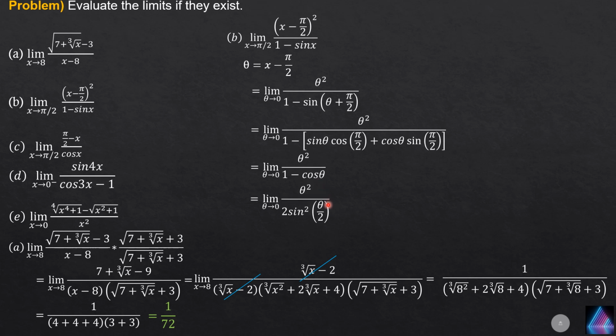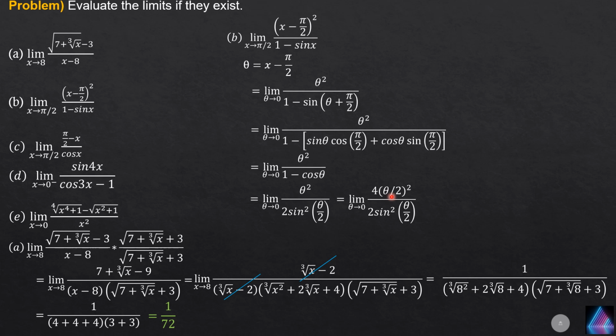So we have 2 sine square of theta over 2. Then if we make this theta over 2 quantity square, then we should multiply the numerator by 4. So limit as theta approaches 0 of 4 times quantity theta over 2 square over 2 sine square of theta over 2. 4 over 2 is 2, and actually the limit of theta over 2 over sine of theta over 2 quantity square is 1.